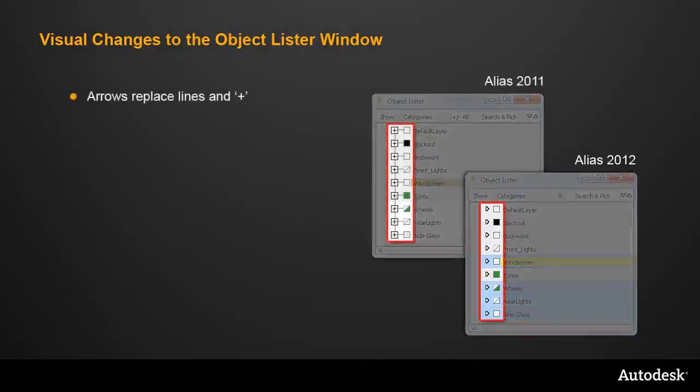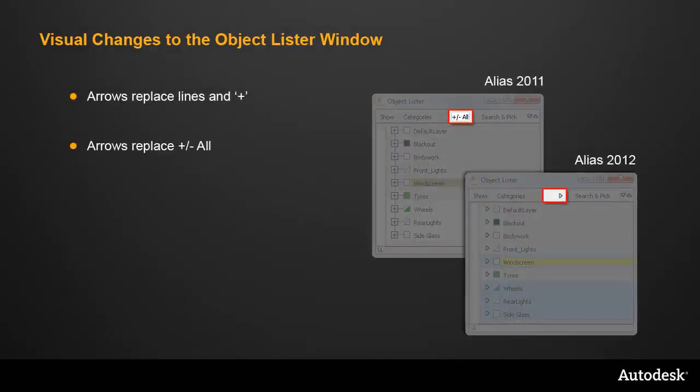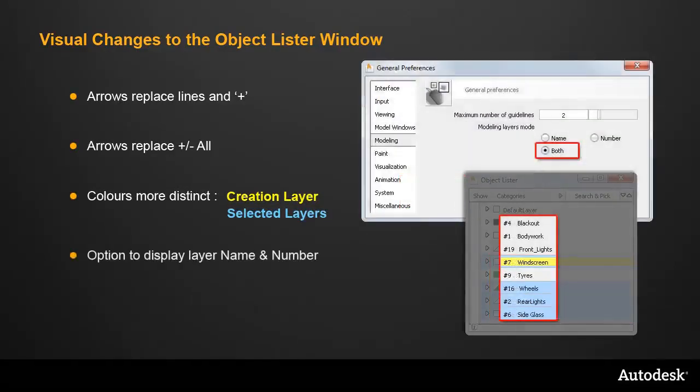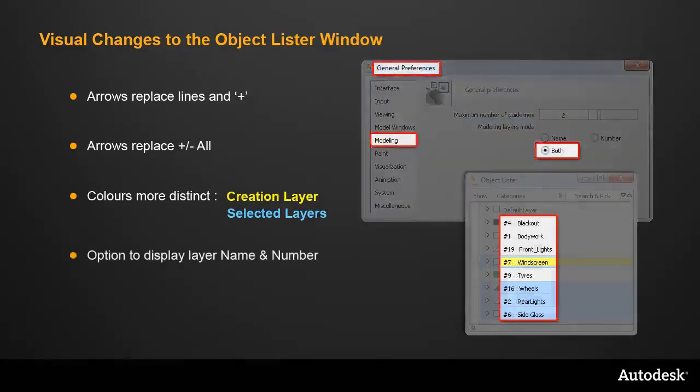First, arrows now replace the lines and the plus signs in the layer list, and a simple arrow is now used to open and close all the layers. The colours have been made stronger and easier to distinguish, and there is now the option in the General Preferences to display both the name and the number of the layer.